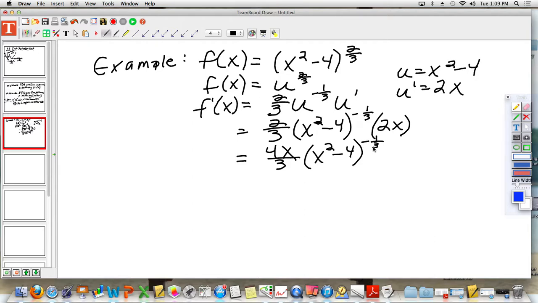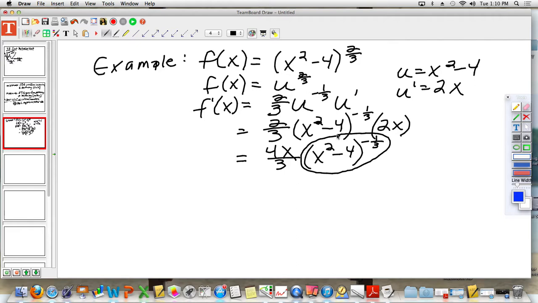I've said it before, I will say it again. Make sure that you do not distribute this 4x over 3 into the parentheses. Why can you not do that? Because of the power. This power right here makes us not be able to do that. If that power was not there, it would be assumed to be a 1 power, and then you could distribute it.